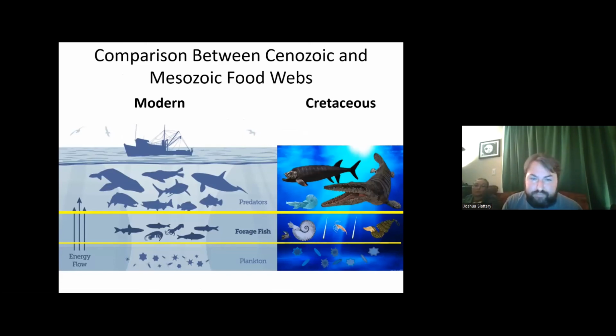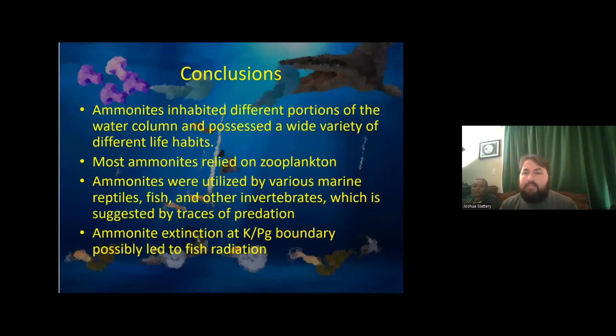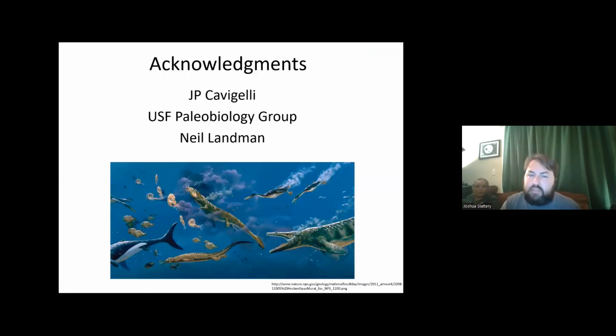So here are my conclusions. Just to summarize, ammonoids lived in different parts of the water column and had different life strategies and ecological strategies. Most ammonites were probably relying on zooplankton and also probably gelatinous organisms. They had an ecological niche that was similar to modern forage fish. And their extinction at the end of the Cretaceous possibly led to the diversification of modern bony fish in today's ocean. So I think that's it, but any questions at all?